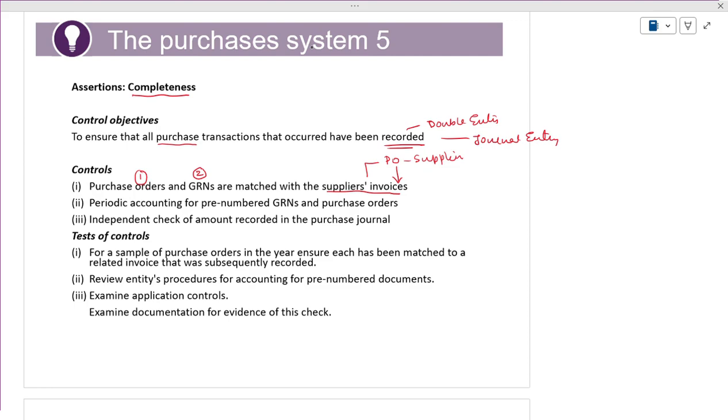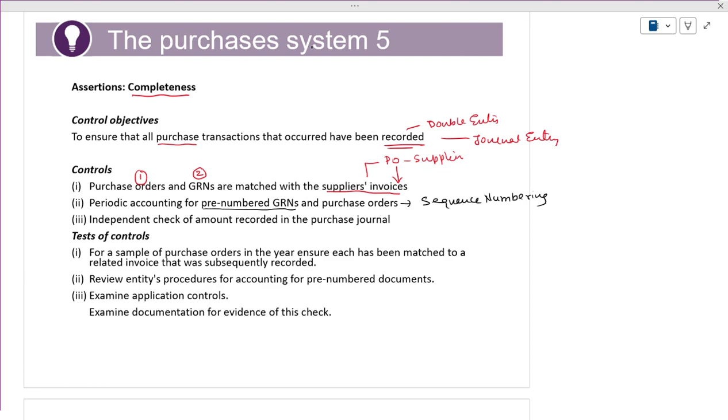Periodic accounting of pre-numbered GRNs. Whenever you are raising a purchase order, is it right? For purchase orders and goods received notes, we have to follow the sequence numbering. We have to make sure that yes, accuracy, is it right? Completeness, that all the purchase orders have been taken care of. Goods received notes, the sequence is there. Completeness. Is there anything missing? Is it right?